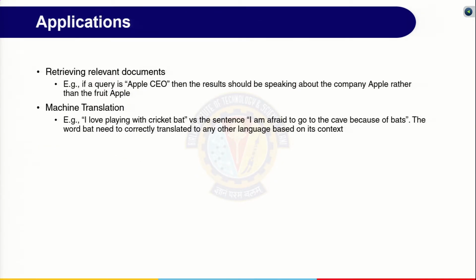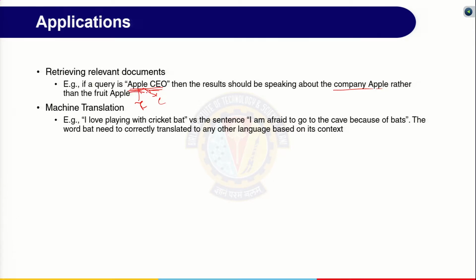Why is this important? Whenever we want to retrieve relevant documents, let's say in Google you try to search "Apple CEO", then the results should ideally be talking about the company Apple rather than the fruit apple, because apple can have multiple meanings. It can be talking about a fruit, or it can be talking about the company Apple. So how do we disambiguate whether this particular query is about the company or the fruit, based on the other words and based on how the previous results were?